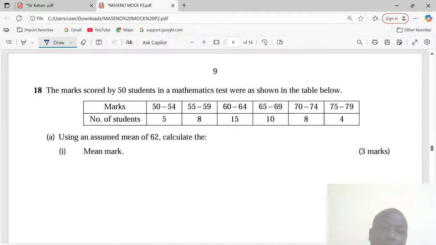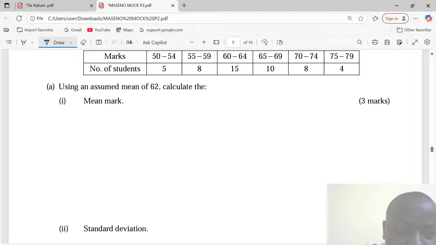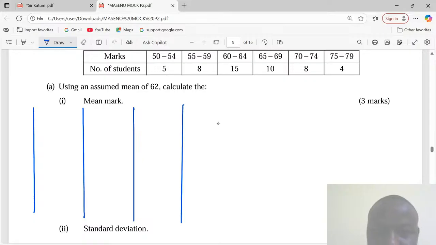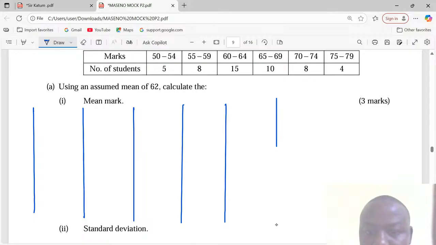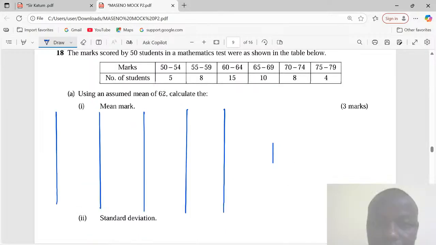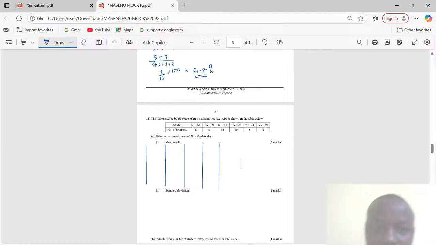In the meantime, allow me to start working out this question, and allow me to very quickly modify the table so that it is now vertical. That way, I'll be able to manipulate it very quickly and find the few things that we're supposed to find out as we approach this particular question. We need to manipulate the data in a given format.